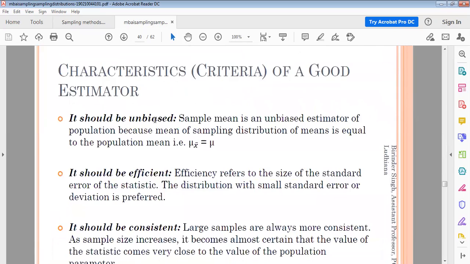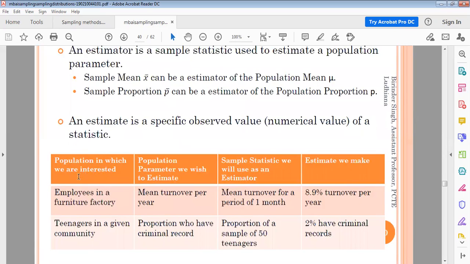If you want to classify, suppose there is a population in which we are interested, the population parameter we wish to estimate, and the sample statistic we will use as an estimator. This one is an estimate we make. So employees in a furniture factory, this is the population in which we are interested, and the population parameter is the mean turnover per year, mean turnover for a period of 1 month. This is the sample statistic estimator. The estimate we make is 8.9% turnover per year.